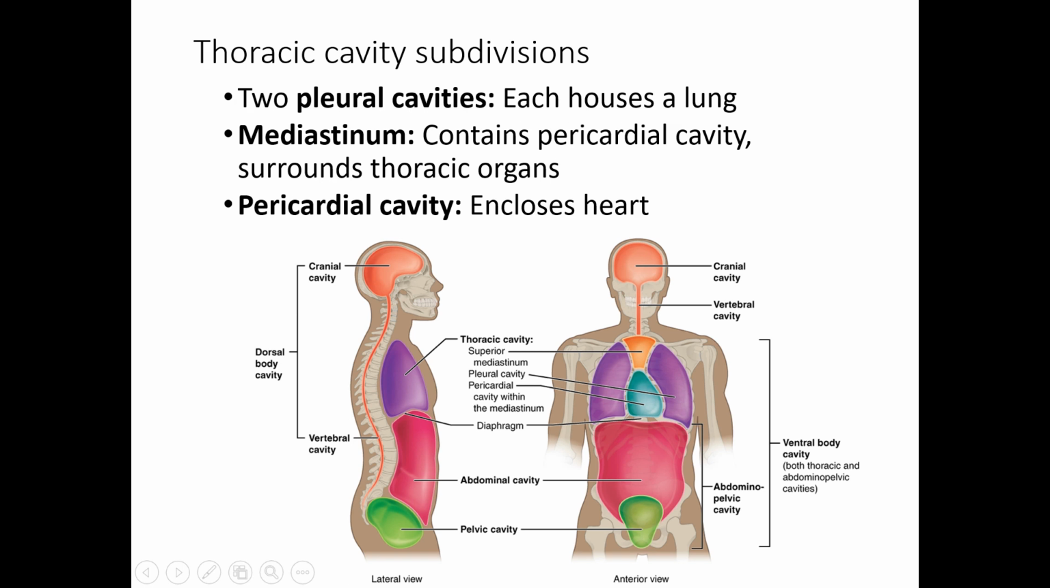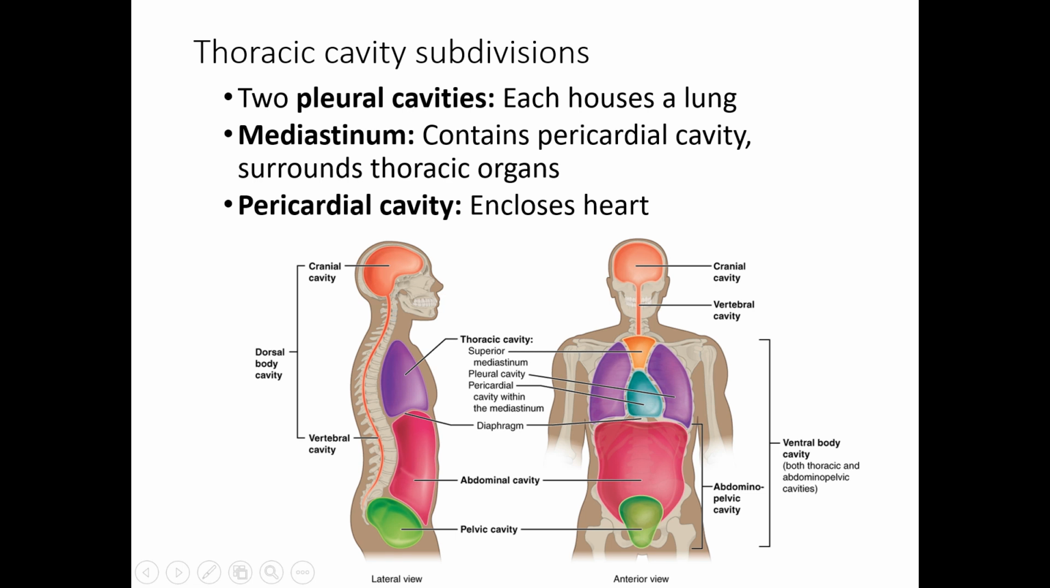So inside of the thoracic cavity there will be some smaller cavities. On the left and on the right there will be two pleural cavities which contain the left and right lungs. Then between them, at the top portion, will be a structure called the mediastinum. It surrounds thoracic organs right here. That is the superior mediastinum. In the lower portion of the mediastinum, we have the pericardial cavity that encloses the heart.